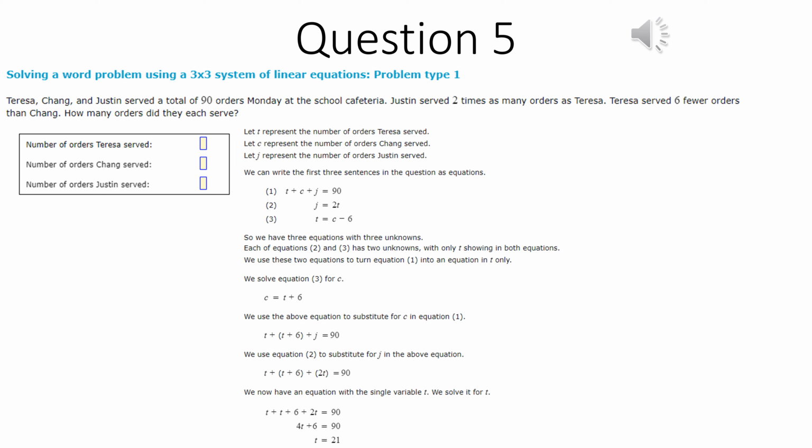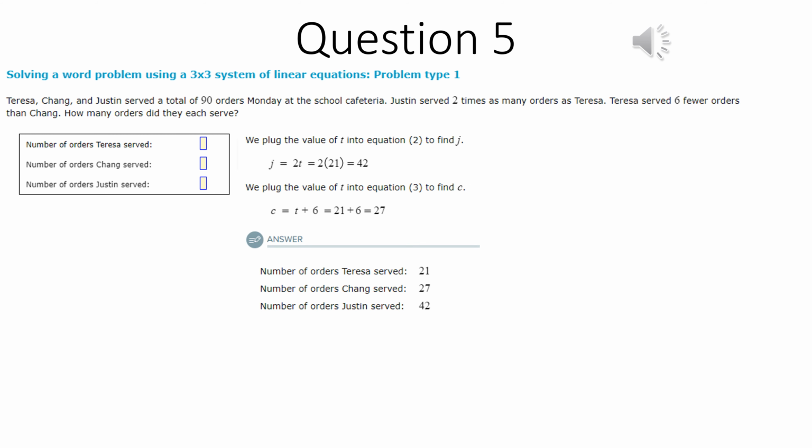Now the strategy for solving is, one more time, substitution. You take equation 3, and you solve for C, which is T plus 6, and equation 2 is already isolated for J. Plug it into 2 and 3 into 1: t plus 6 plus j equals 90, and so for t is easy, one equation, one unknown. The answer is t equals 21.